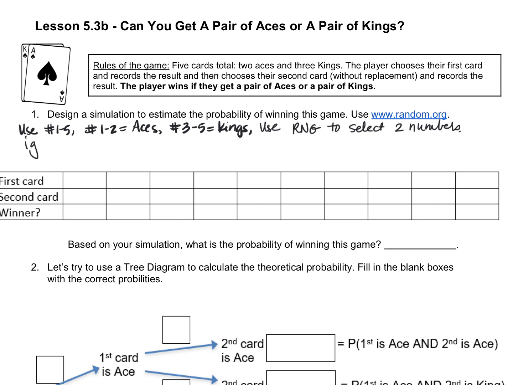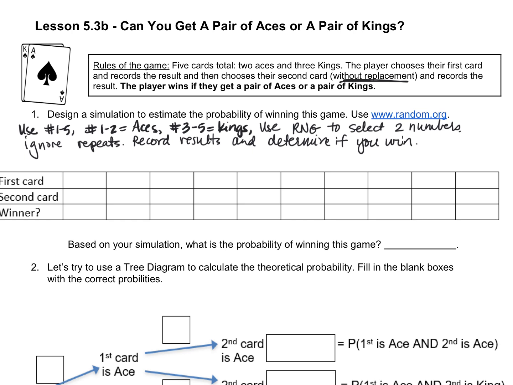Now we have to ignore repeats. How come? Yes, because it says without replacement, we can't draw the same card twice. So that's how we adjust our simulation for that. We can't use a repeated number. We're going to have it select 2 numbers. We're going to record the results and determine, with an E, if you win. Okay, determine if you win.